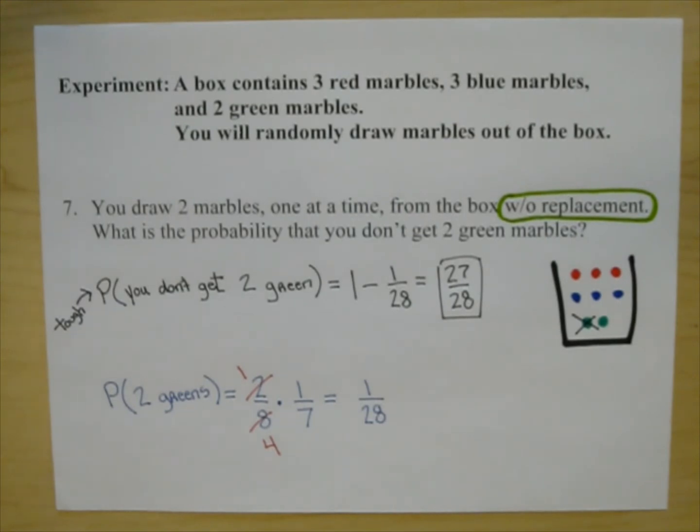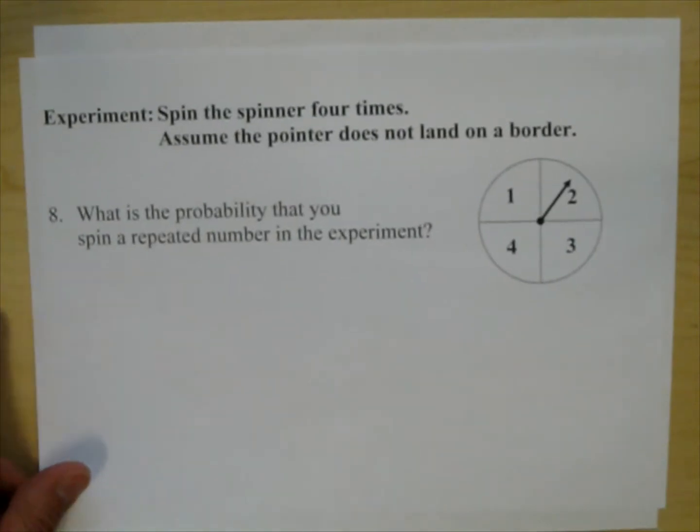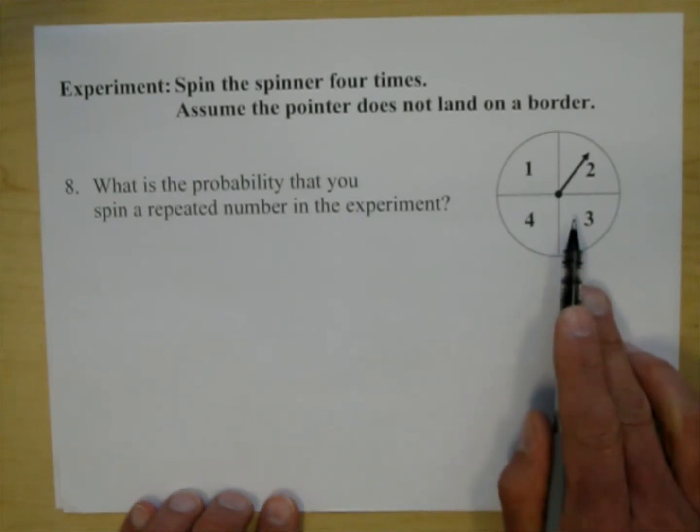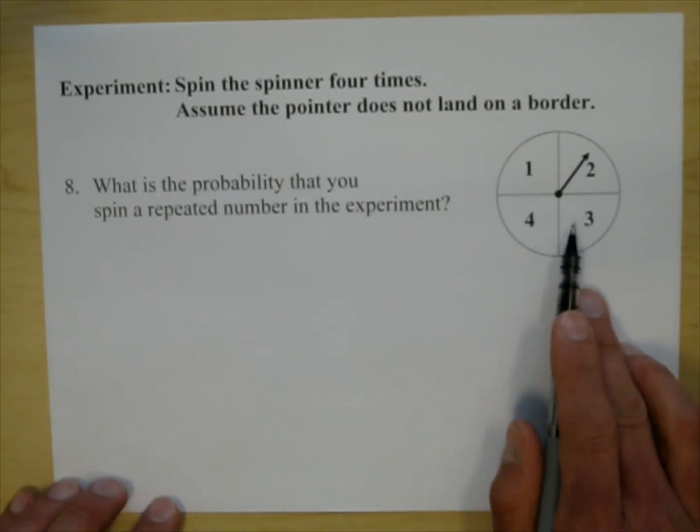Let's go ahead and do a different kind of problem, one without marbles. So let's see if I can find it here. Oh, here it is. You spin the spinner 4 times. So here's your spinner. Assume the pointer does not land on a border.